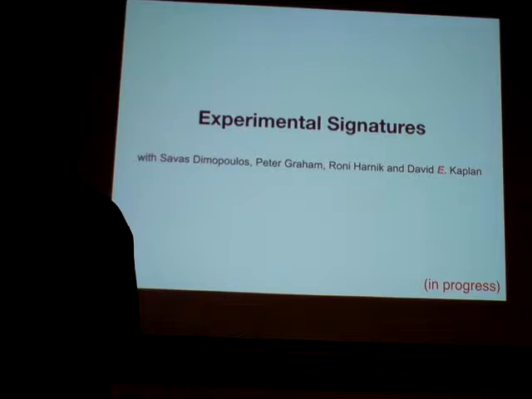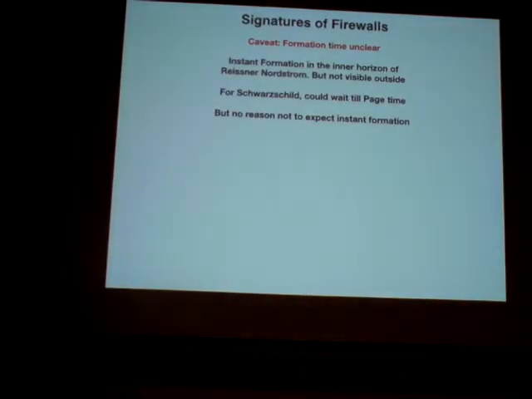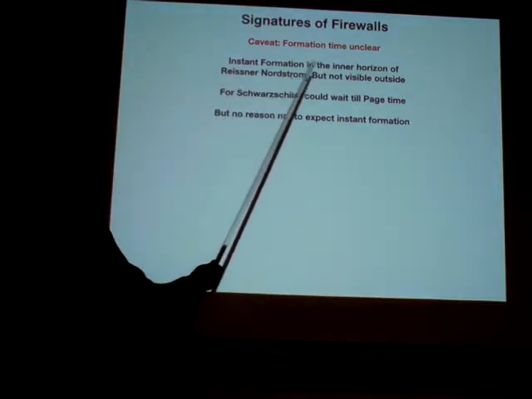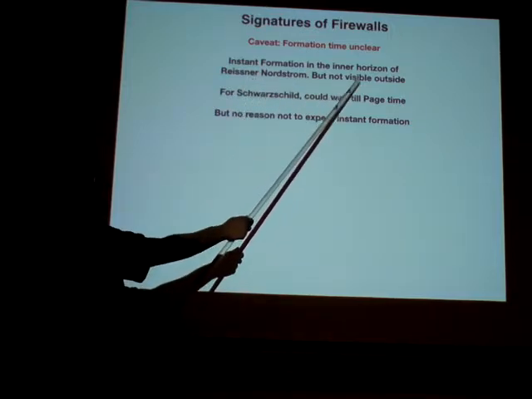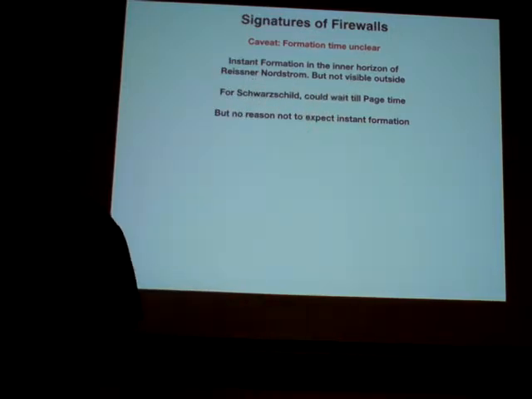So with that, let me actually talk about experimental signatures of this thing. This is still work in progress. I'm very interested in the story, trying to see what could actually come out of this. So the main problem, if you will, with the signatures of the story, the caveat, is that the formation time of this firewall, if it happens, is unclear. Right? You need to have an instant formation of this firewall in the inner horizon of the Reissner-Nordstrom black hole. Otherwise, GR does not solve the Cauchy horizon problem anymore. But whatever goes on in the interior of the Reissner-Nordstrom black hole is not visible outside. There's no visible signature outside. For a Schwarzschild black hole, it is plausible that you could wait for this firewall to form till the Page time.